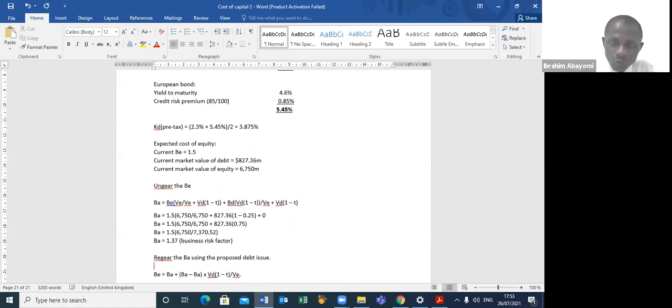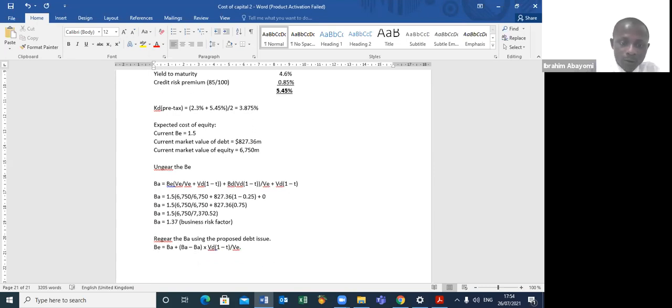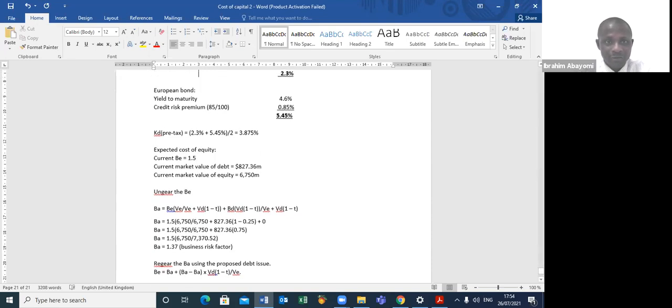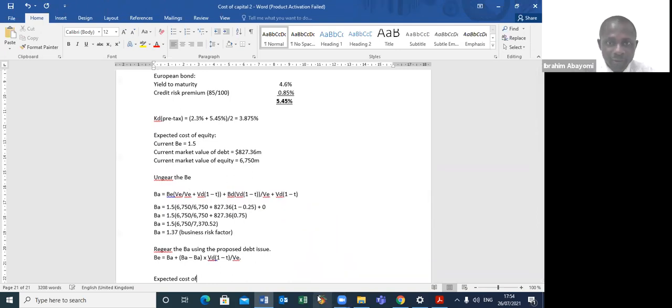Now, normally, let me state this, expected cost of debt. The way we computed there, expected cost of debt, I think we have done it there. It's up there. I don't think I need to repeat it because I've already done it. I don't want the repetition to be too much. Now, this is my expected cost of debt.